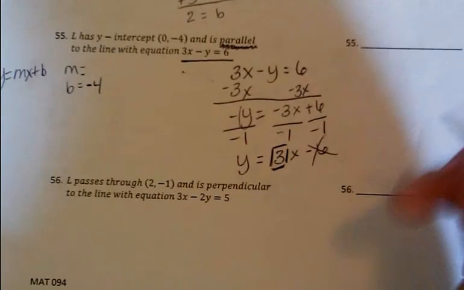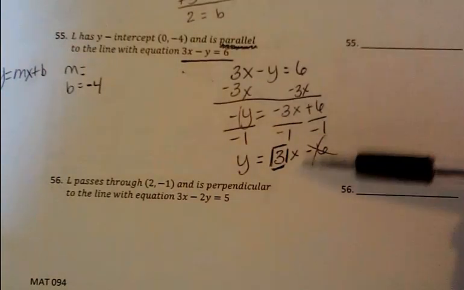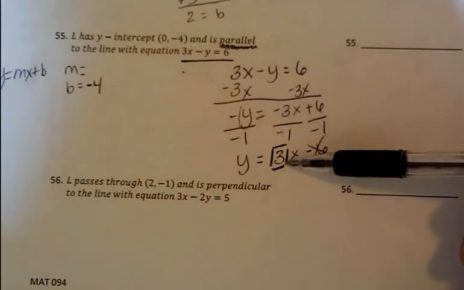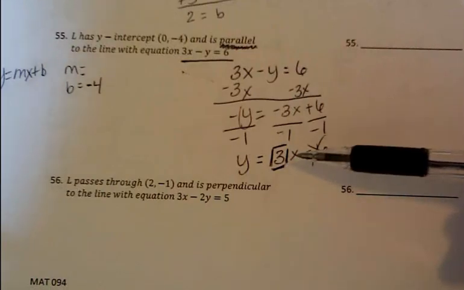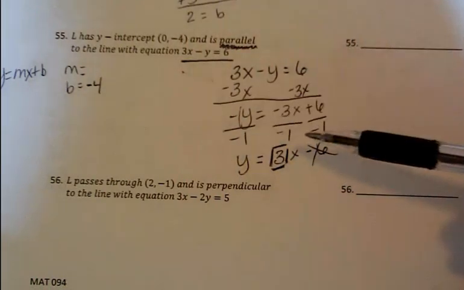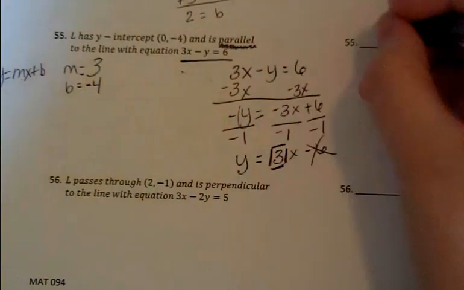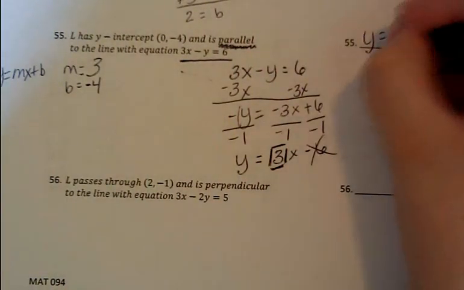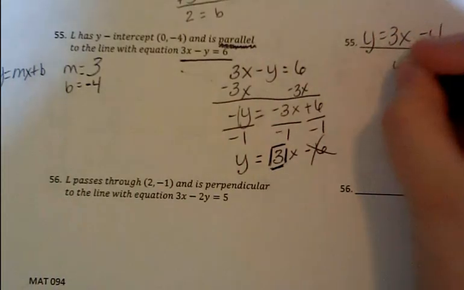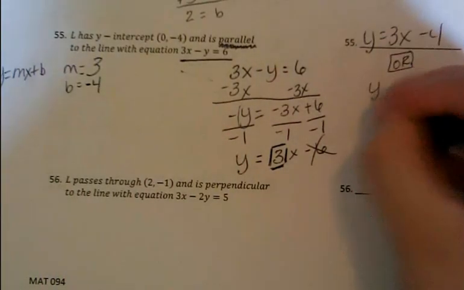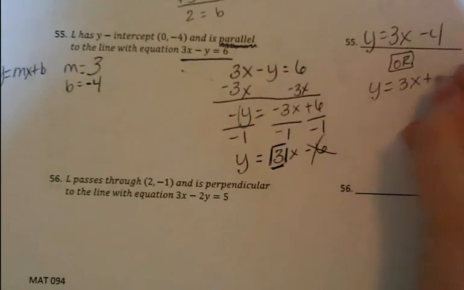So since this line's slope is 3, and our line is parallel to that, then that means they're going to have the same slopes. So you would write this as y equals 3x minus 4, or you could write y equals 3x plus negative 4. It means the same thing.